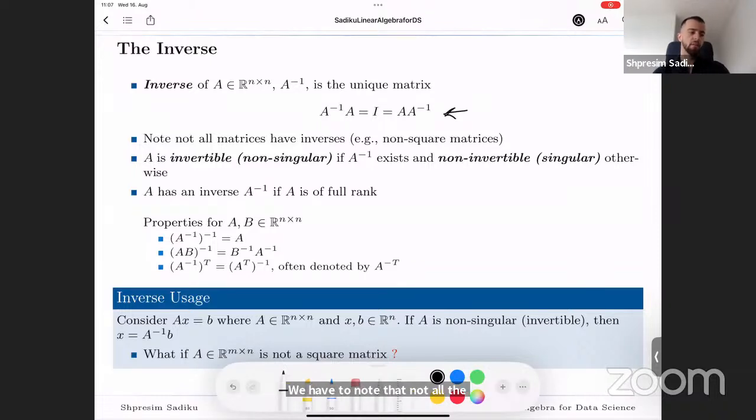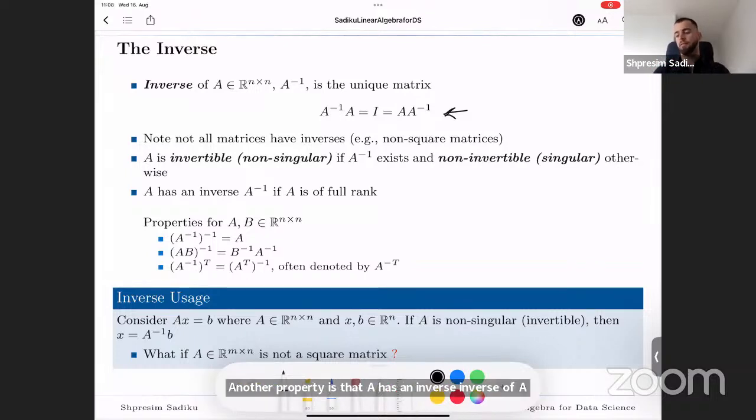We have to note that not all matrices have inverses. For example, non-square matrices do not have inverses by definition. We also say that A is an invertible or non-singular matrix if the inverse of A exists, and non-invertible or singular otherwise, so if the inverse does not exist. Another property is that A has an inverse if A is full rank.